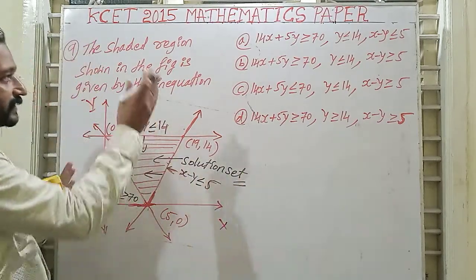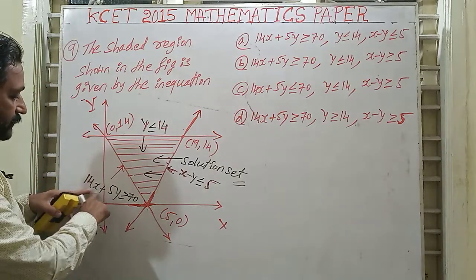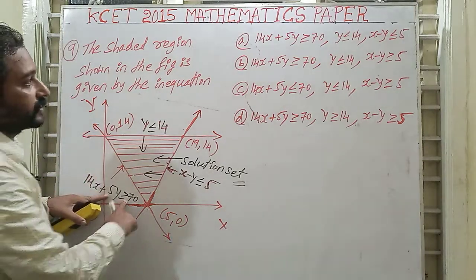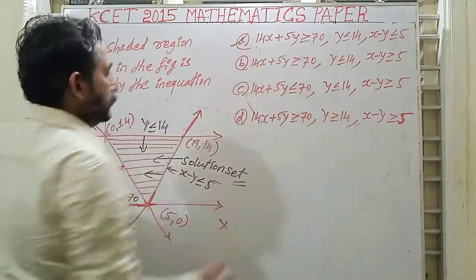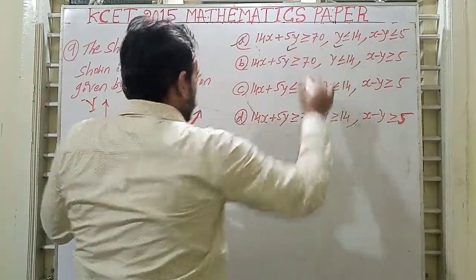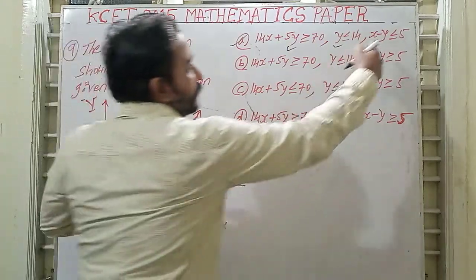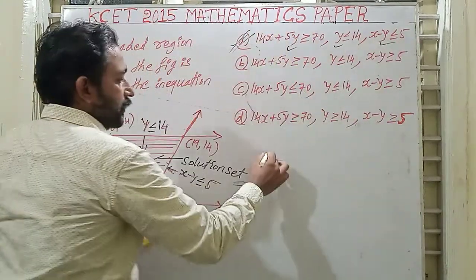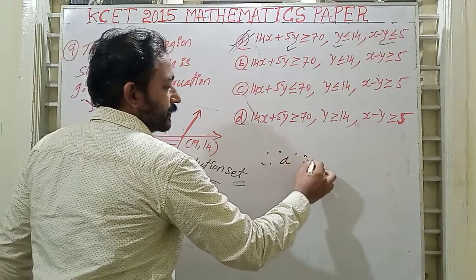Okay, so which option is correct? 14x plus 5y greater than or equal to 70, correct. y is less than or equal to 14, correct. x minus y less than or equal to 5, correct. So therefore option A is the good answer.